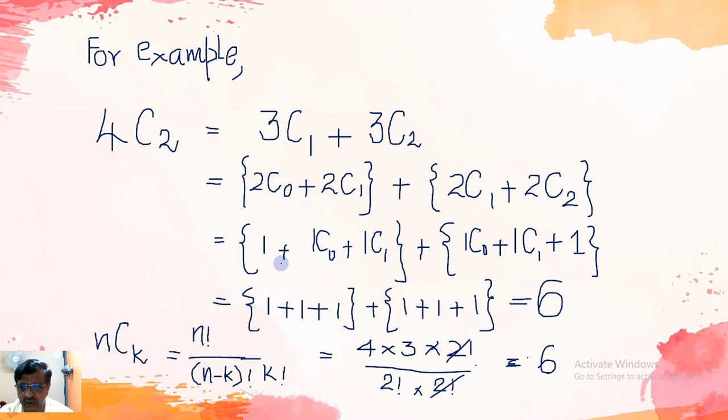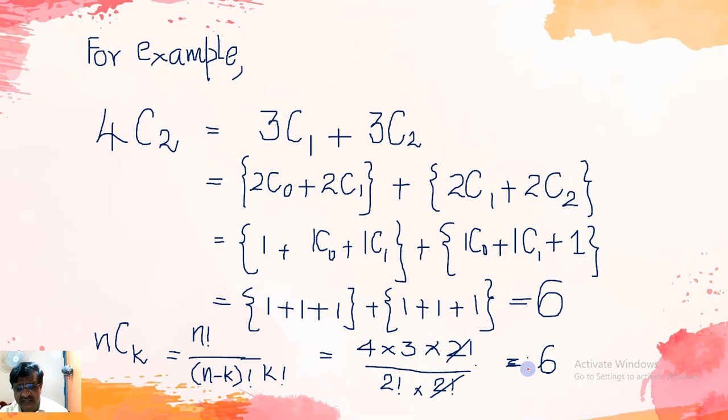So 2C0 is 1, and 2C1 can be expressed as 1C0 plus 1C1, and 2C2 is 1 because it is analogous to nCn. So 1C0 is 1, 1C1 is 1, and the rest are 1. Put together, the complete answer is 6. 4C2 is 6. Do we need such drudgery?